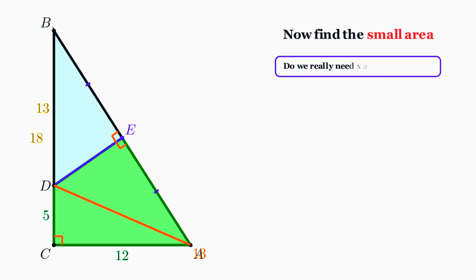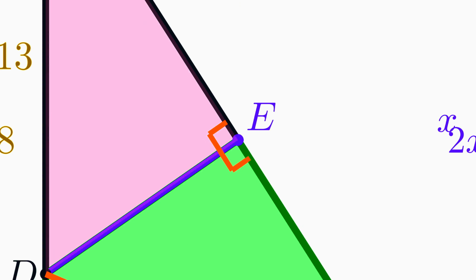Now for the small triangle. Let AE and let DE have length h. Then the full hypotenuse AB has length 2h. Triangles ABC and BED are similar.